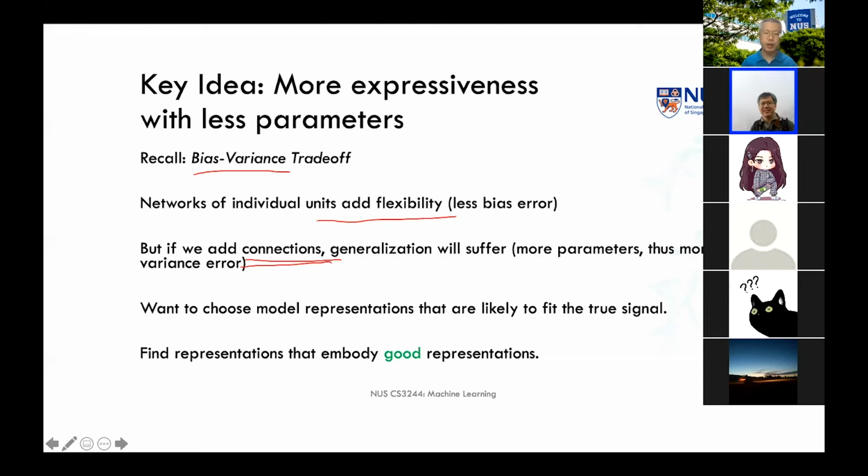We want to choose a model representation that's likely to fit the signal. So we want to find representations that embody good ones, okay? So you can recall the bias variance lecture where we said we want to have an expressive model, but we want to set our parameters in a way that encourages the setting of those parameters to be close to what a good representation would be. Okay, so again, no wild waving functions where the coefficients are set at a very high value.